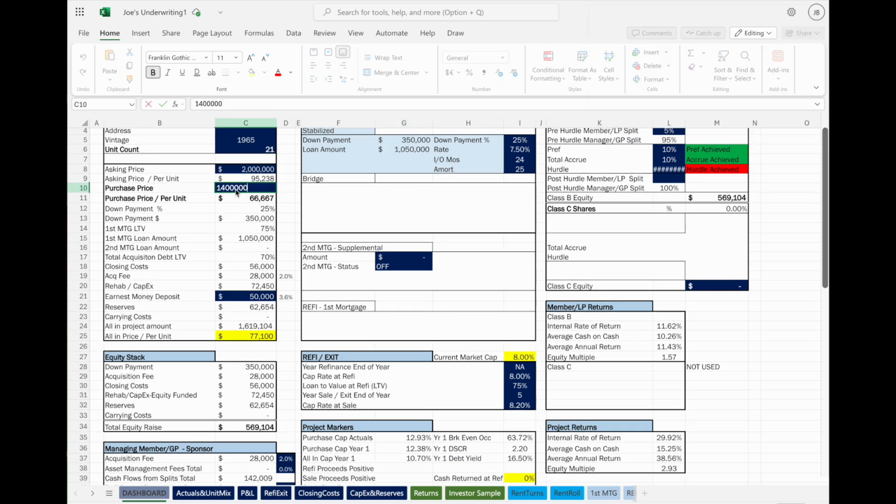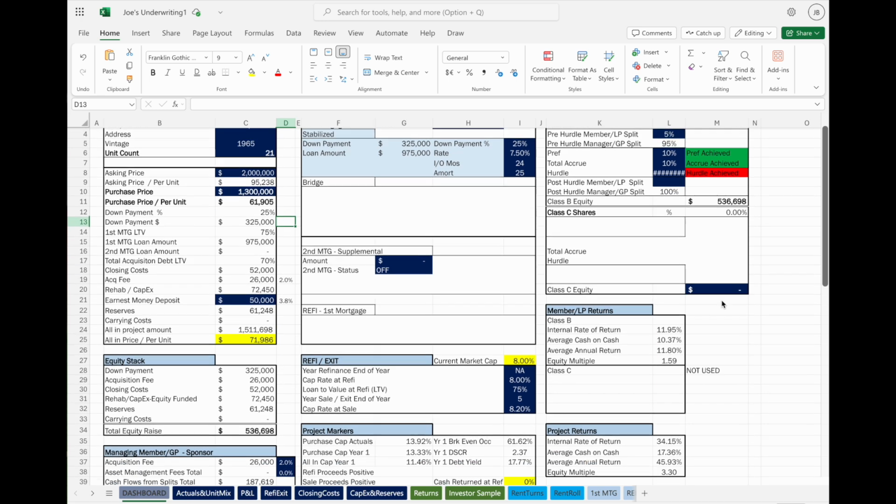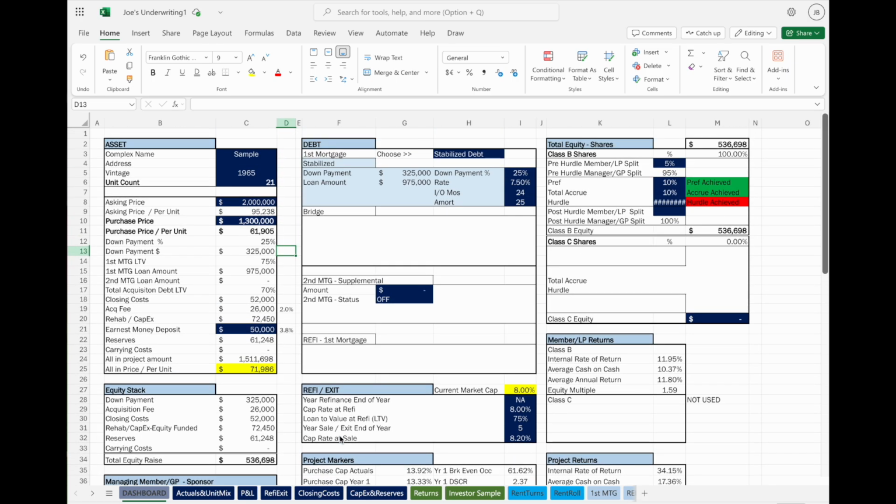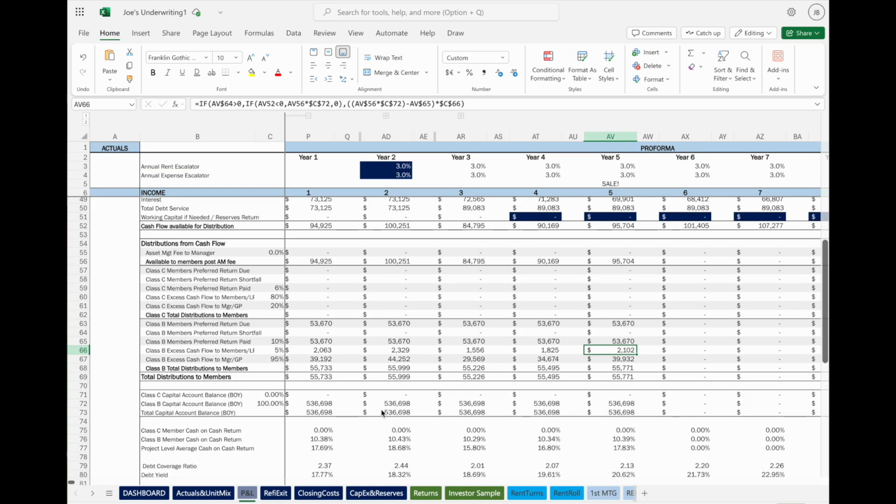So I'm going to drop this down a little bit more. We're at like 1.4. Let's go 1.3. We're looking at like 61K a unit, all in at like 71K a unit. Now I think this is getting to be a bit more reasonable. So if I can bring in a debt investor at 10%, let's see what my cash flow looks like.